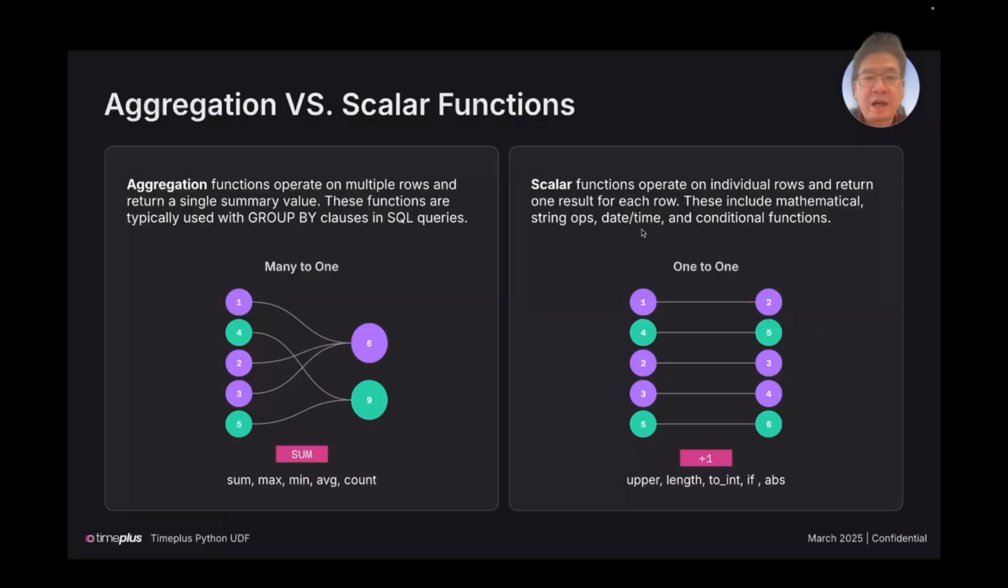Similarly, the other concept is the scalar function, which operates on individual rows. For example, in this case, I want to do a math operation, add 1. So each input gets 1 more: 1 to 2, 4 to 5. It has nothing to do with the colors; we just do 1 input and 1 output. That's a scalar function.